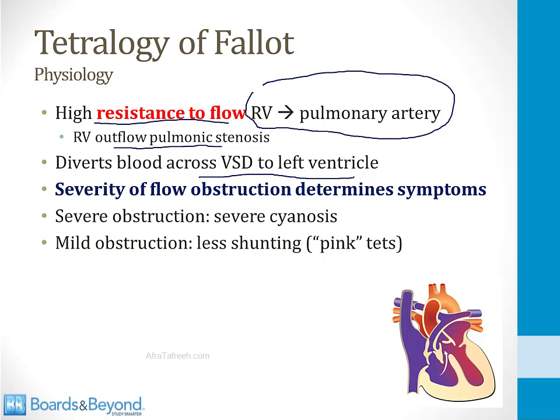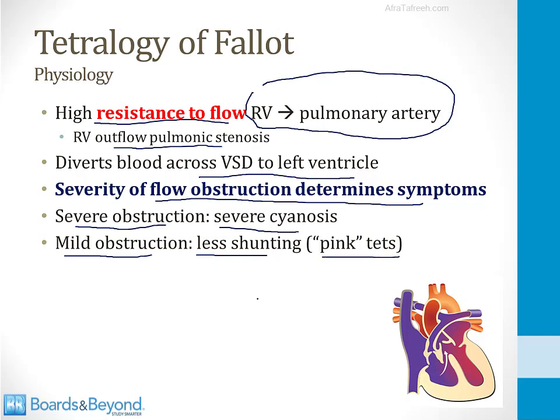And a very high yield point for you to appreciate is that the severity of flow obstruction determines the symptoms. Babies that have a variant of tetralogy of Fallot with severe RV outflow obstruction will have severe cyanosis and they often die from the condition. Occasionally, babies are born with very mild obstruction. They have less shunting to the left side of the heart and more blood flow through the lungs, and these children often have very little cyanosis. They're sometimes described as pink tets.